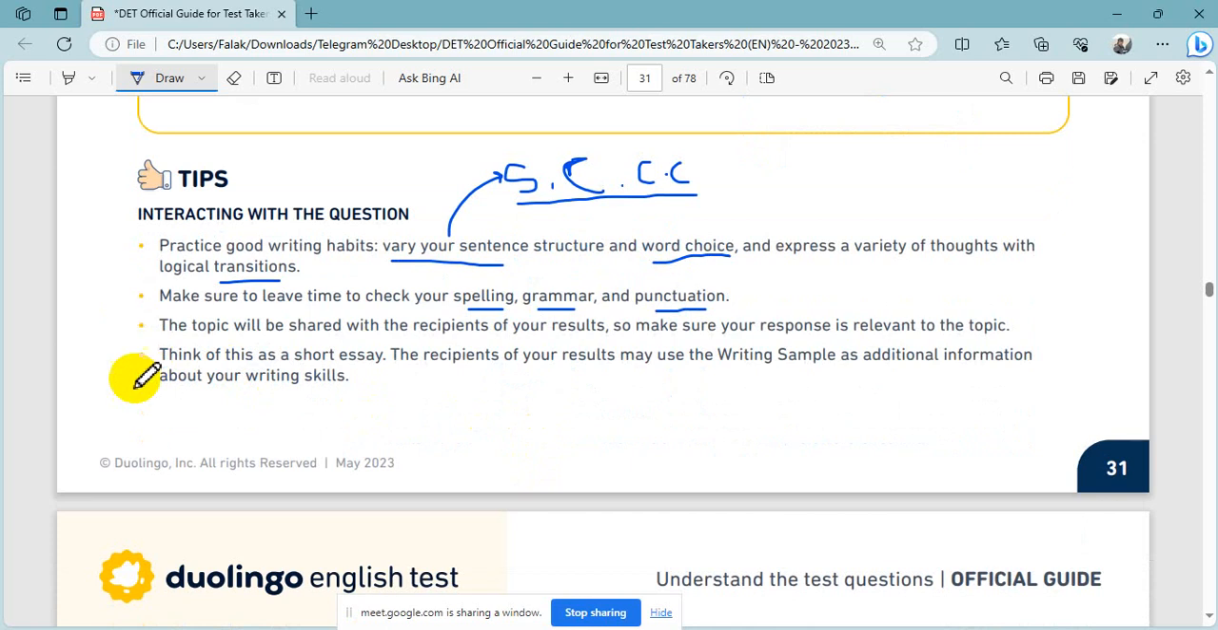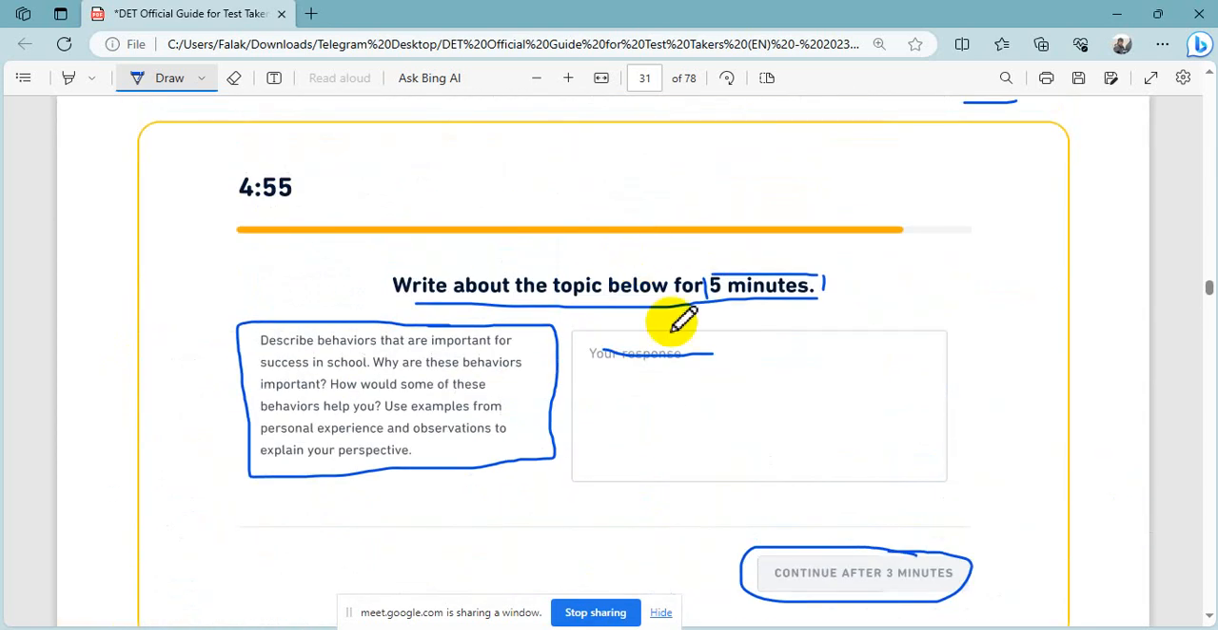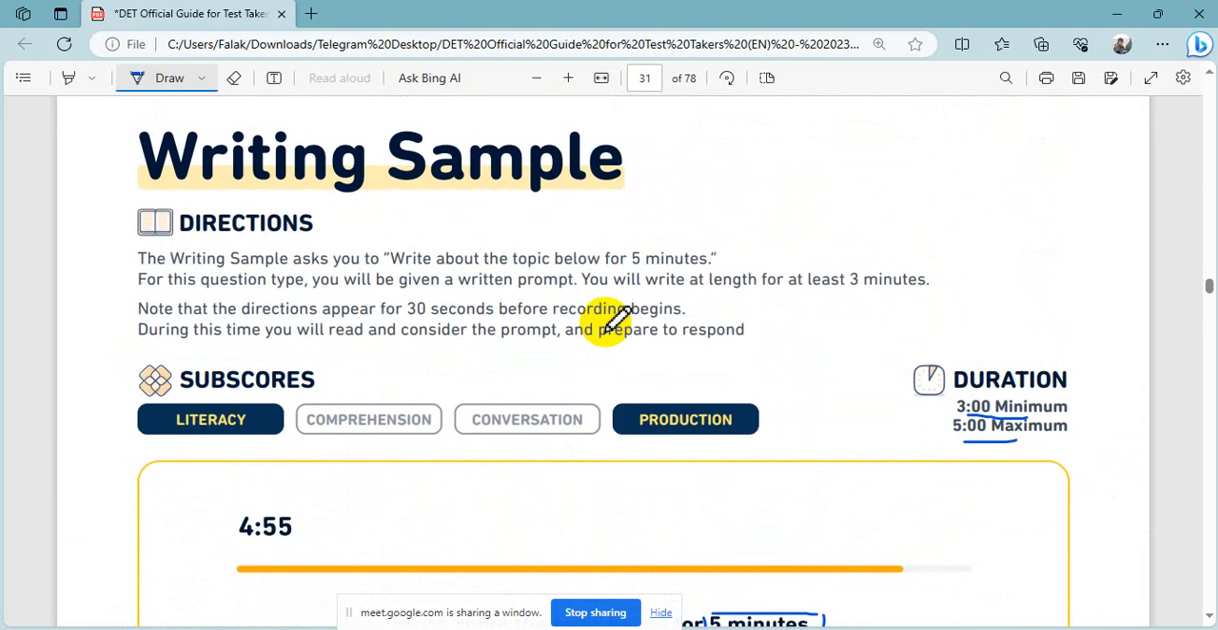Yeah, when they say the recipient of your results, they mean the universities you share your scores with. And think of this as a short essay. The recipients of your results may use the writing sample as additional information about your writing skills here. Yeah, so these are the things that we have spoken about previously. So that's it. This is the whole thing we have for the writing sample.